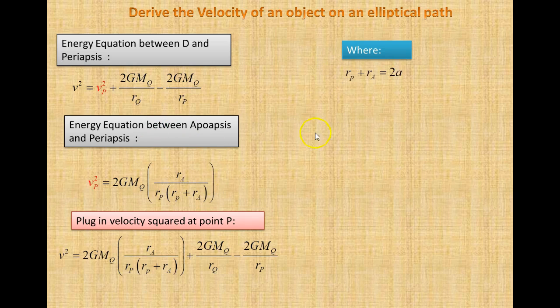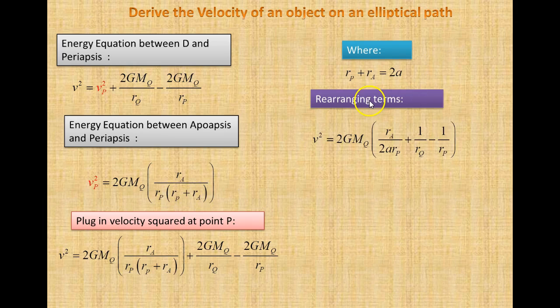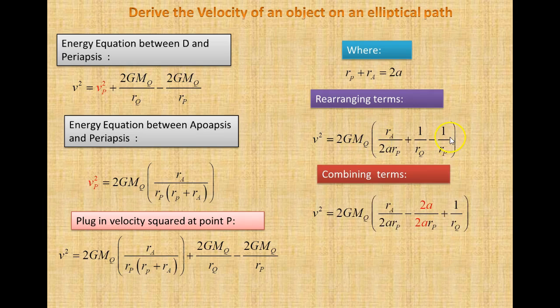Now, that RP plus RA, which I mentioned previously, we rearrange in terms. RP plus RA equals 2A, so we plug that in. And so now we have RP over here, 1 over RP here, and RA divided by 2A RP. Well, we make those same, we multiply the numerator and denominator by 2A, and we get the same denominator, and we can add those points. We can add the numerators under the same denominator. Let's continue.